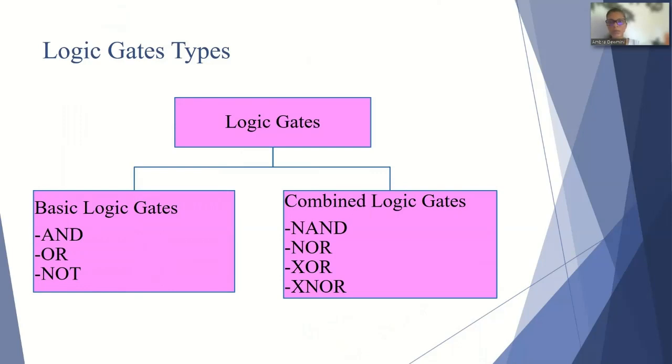Logic gate types. We can categorize logic gates into two main parts, basic logic gates and combined logic gates. Under basic logic gates, you can see there are three main types: AND, OR, NOT. Under combined logic gates, you can see there are four main types: NAND, NOR, XOR, XNOR.